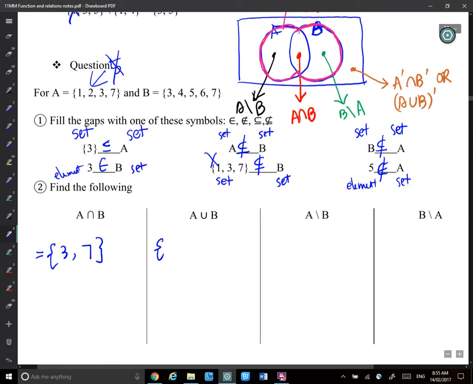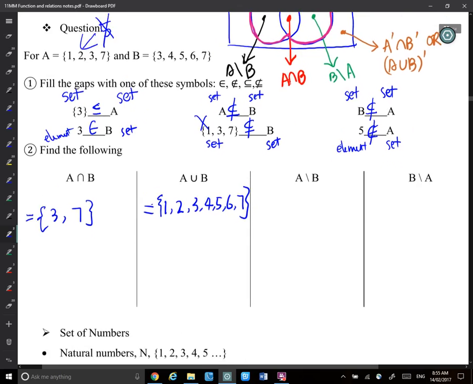A union B means you write all the elements you can see in this set. In A we have 1, 2, 3, 7. And in B we have 3, 4, 5, 6, 7. So we have 1, 2, 3, 4, 5, 6, and 7. It's a set containing 1, 2, 3, 4, 5, 6, 7. It's a set that includes everything.